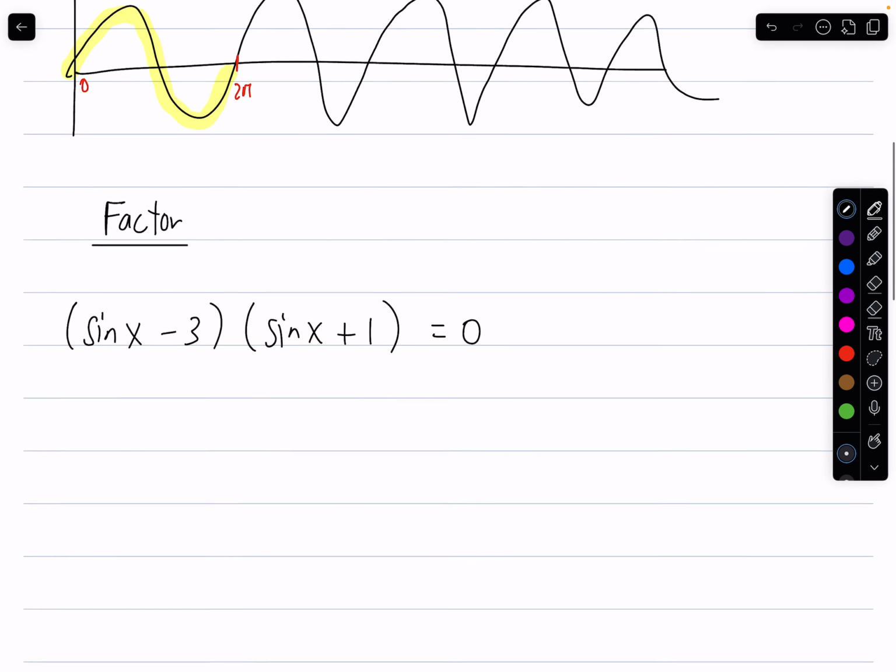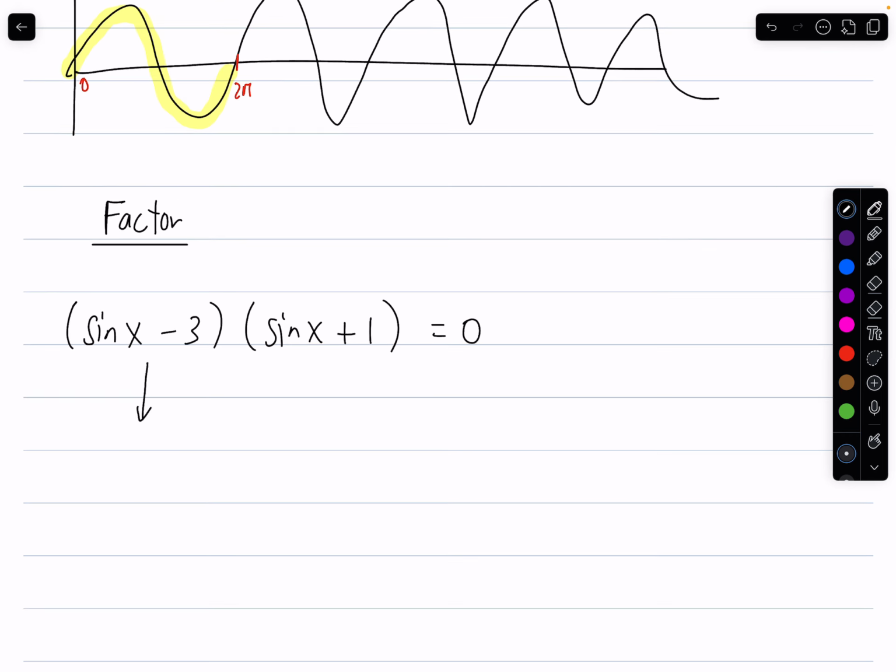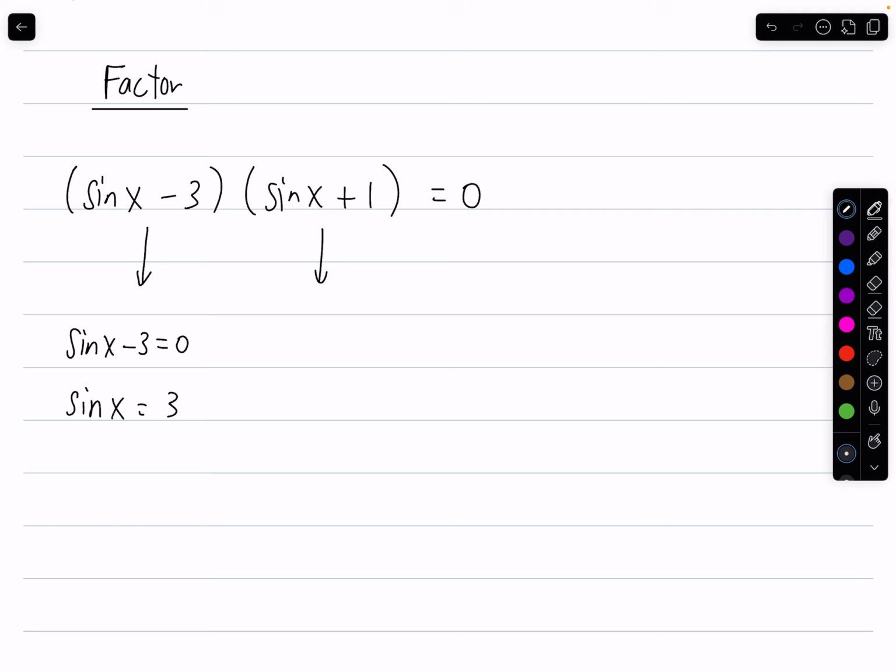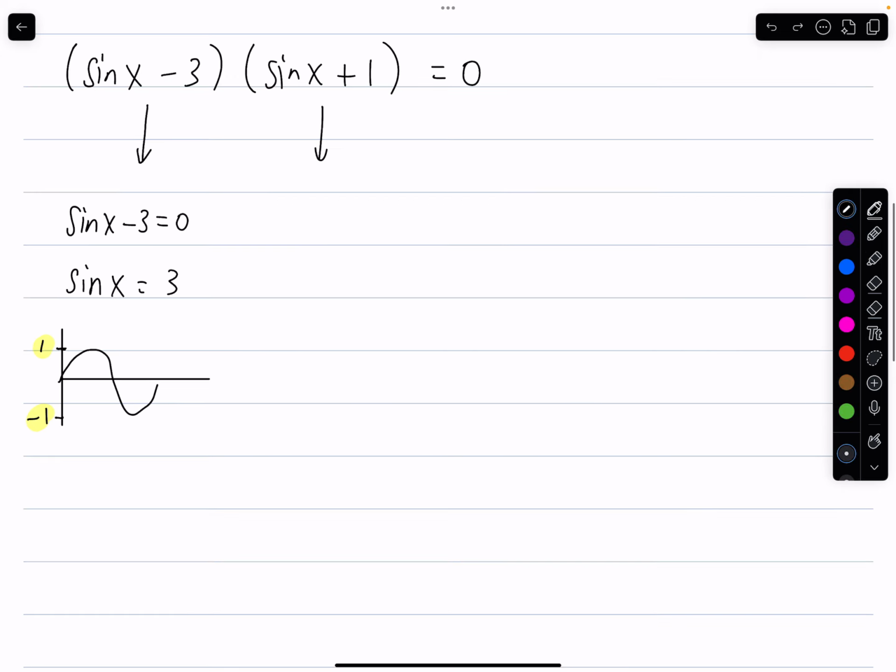Now what I'm going to do is from these two factors, I am going to solve for x. So sine x minus 3 equals 0, sine x equals 3. And then what we can see here is when it says sine x equals 3, I know that my sine function only exists within the bounds of 1 and negative 1. So sine x equals 3 doesn't even exist. It's completely out of the bounds. So this will give us no solution.